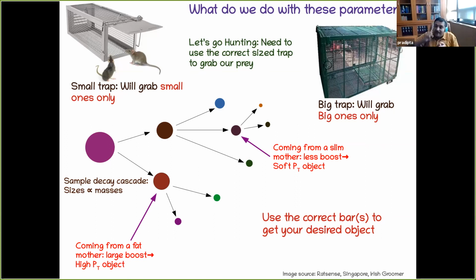So detecting soft objects, or objects which are collinear or moving along the beam axis, is a really challenging task at any collider experiment.